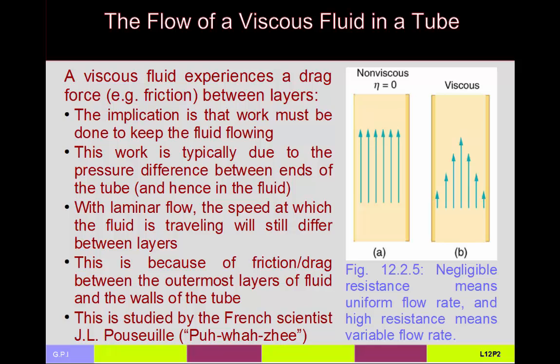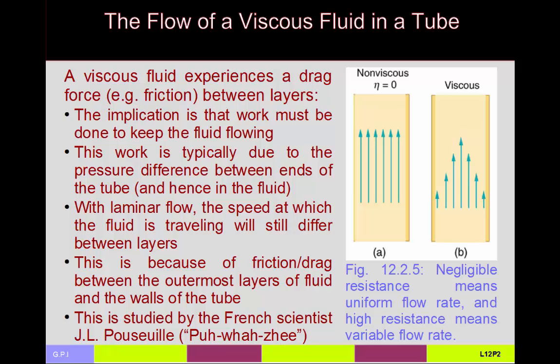So now that we've looked a little bit at how to calculate viscosity, let's look at what it actually does to a fluid. One way of looking at what viscosity does to a fluid is to consider the flow of a viscous fluid through a tube. This is actually quite an interesting topic, especially for those of you who are biomedical students taking physics as part of your biomedical program.